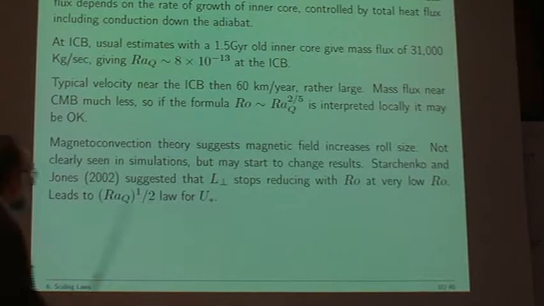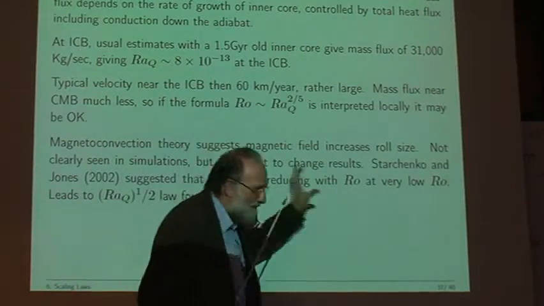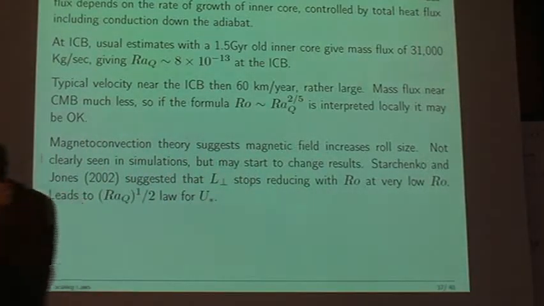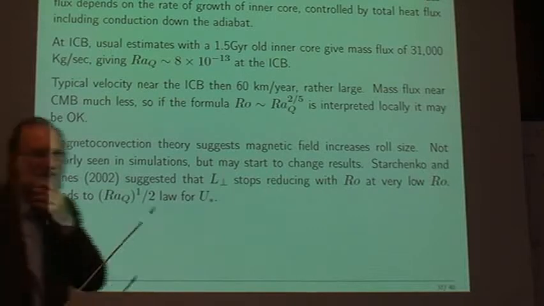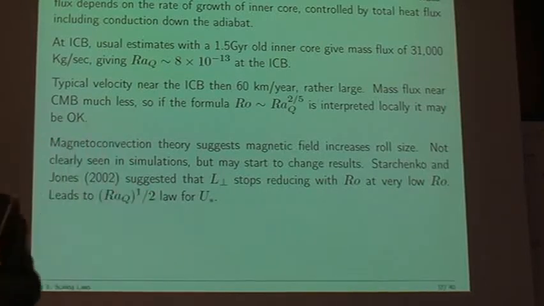So actually, I would argue that means that we can't rule out that there's some kind of Lorentz takeover at very low values of RaQ, because that would be consistent with the data, just like the previous calculations are consistent with the data, because it doesn't change the answers that much. So I would say that the jury's still out on that one.